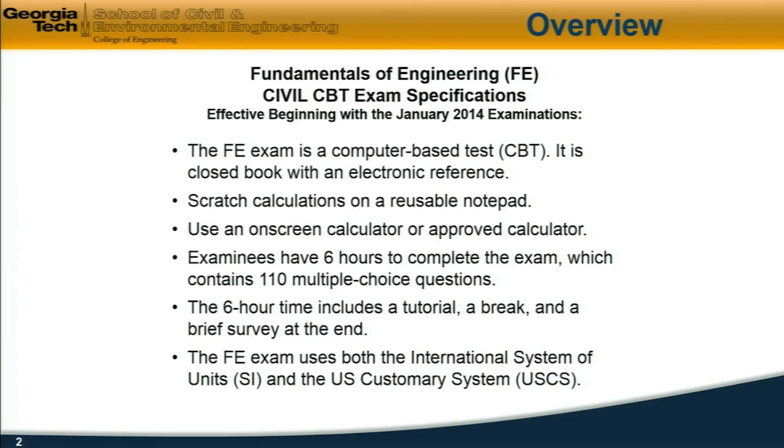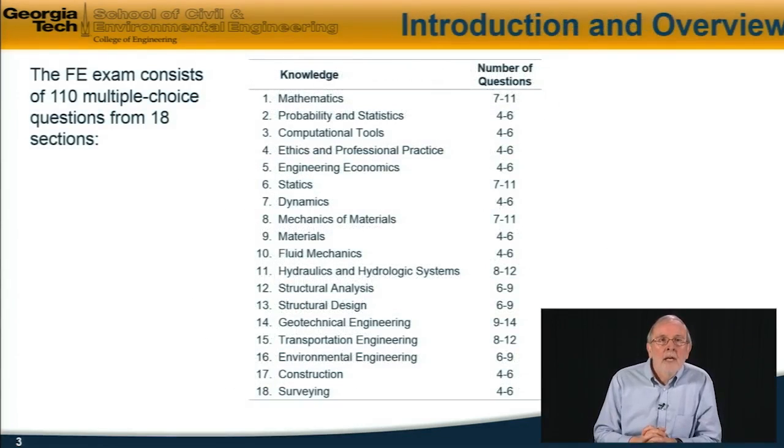The exam uses two systems of units, the International System of Units, also called SI or metric, and the US Customary System, USCS, which I'll talk about in a minute. Now, the exam consists, as I said, of 110 multiple choice questions chosen from these 18 sections, which are listed here. And the sections in the exam are not broken out like this. There are simply 110 questions without particular reference to these segments.